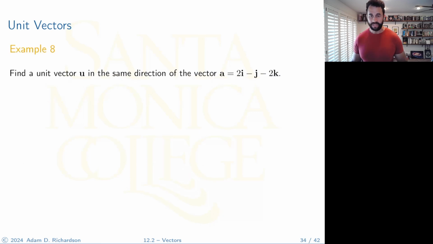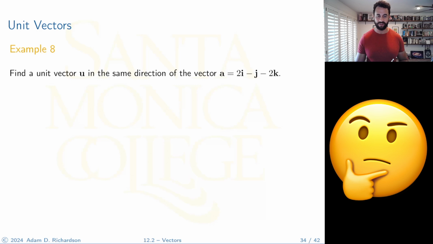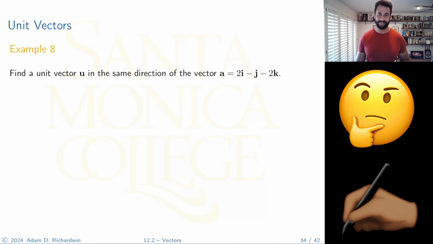All right, so you try this. Find a unit vector u in the same direction as this vector a, all right? So think about it for a minute, how you're going to do it, right? And then compute it. See if you can compute this on your own. Unit vector in the same direction as a.